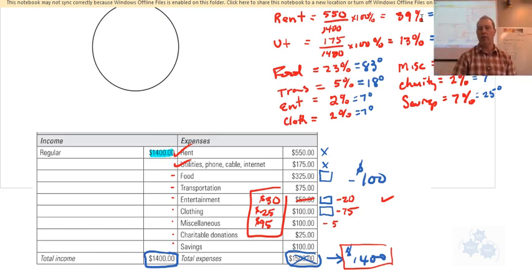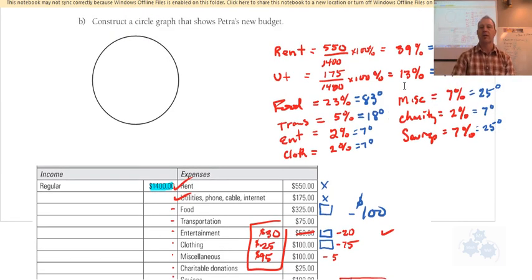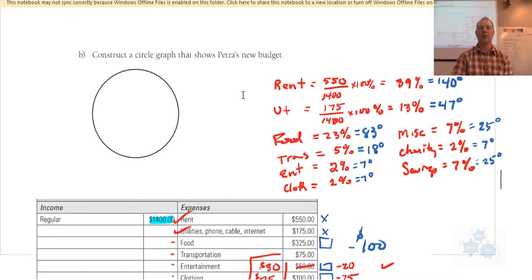All right, so hopefully you've all had a chance to convert the dollars to percent of the expenses, and then that percent now times 360 should give you the degrees. Okay, so I've got a list here of the degrees for each category.